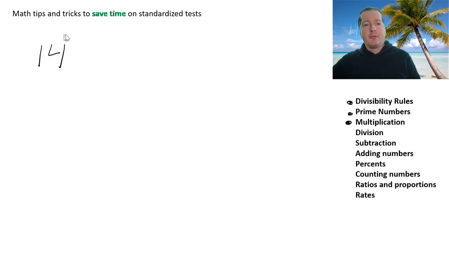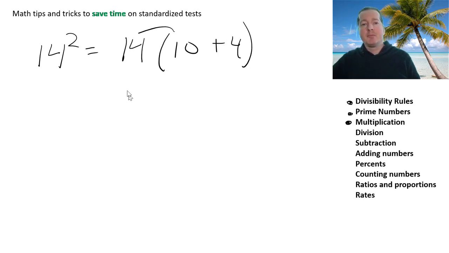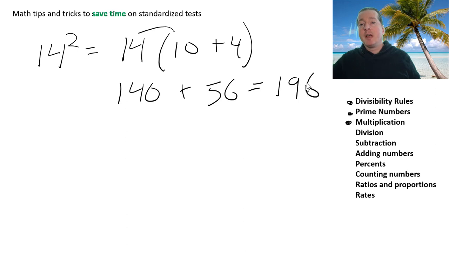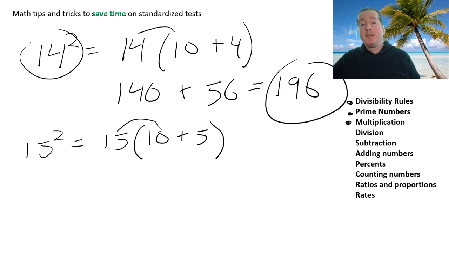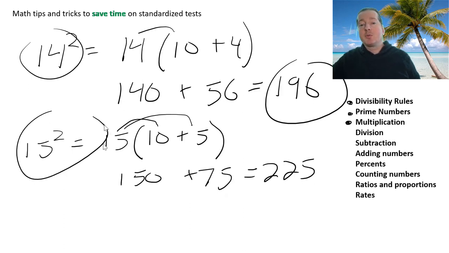Let's see, 14 squared. So 14 times the quantity 10 plus 4. 14 times 10, 140, plus 14 times 4. Well, 14 times 2 is 28, times 2 again, 56. So 140 plus 56, 196. 14 squared is 196. And then how about 15 squared? 15 times 15 is the same as 15 times the quantity 10 plus 5. 15 times 10, 150, plus 15 times 5 is 75, so 225. 15 squared is 225. Really good perfect squares to memorize.